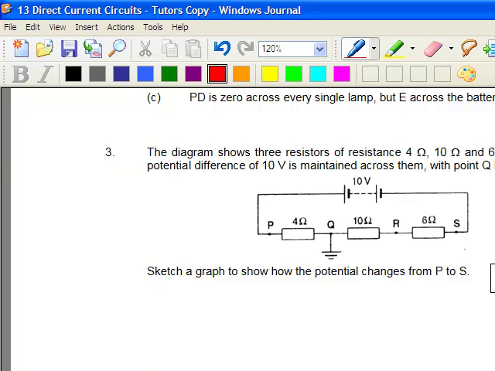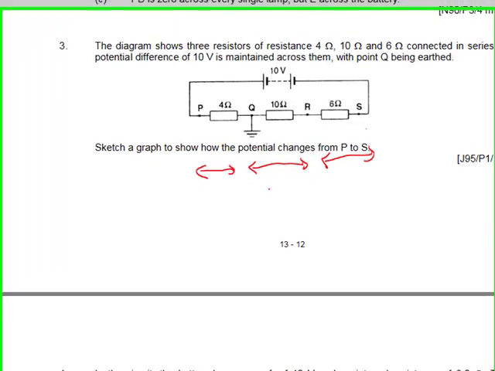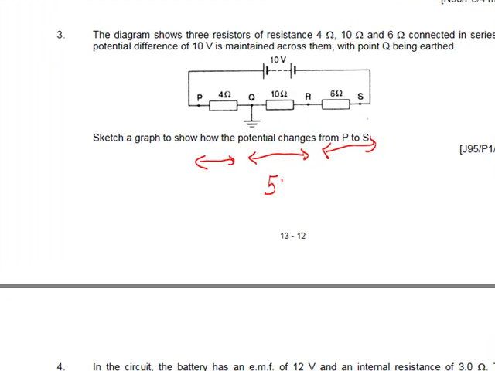Now look here. If this is 10 volt, how is the 10 volt shared between these 3 resistors? The larger the resistor, the larger the V, so we use the ratio method. The PD across the 10 ohm will be 10 over 10 plus 6 plus 4 times 10 volt, which is 10 over 20 times 10, so 5 volt. Using that theory, this is 3 volt and 2 volt. Is it okay?